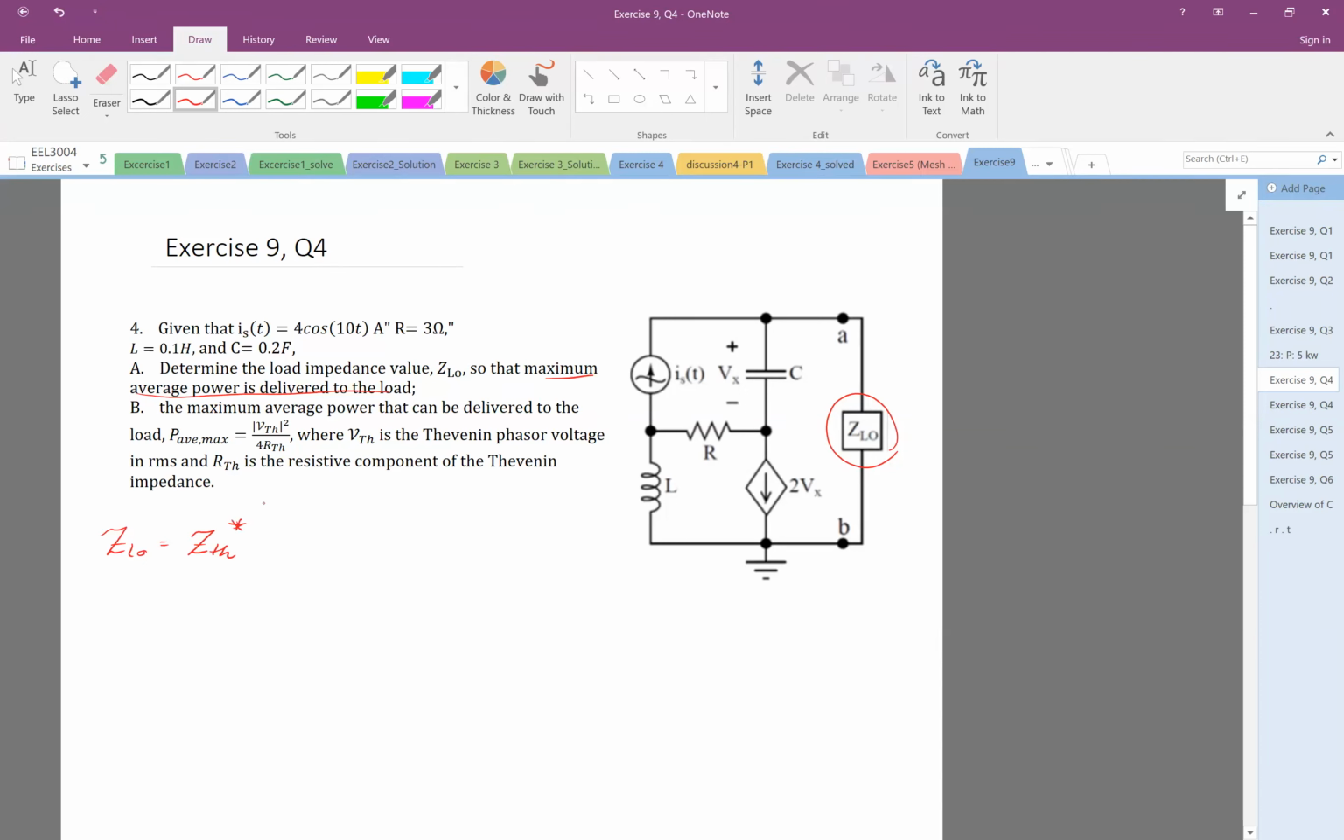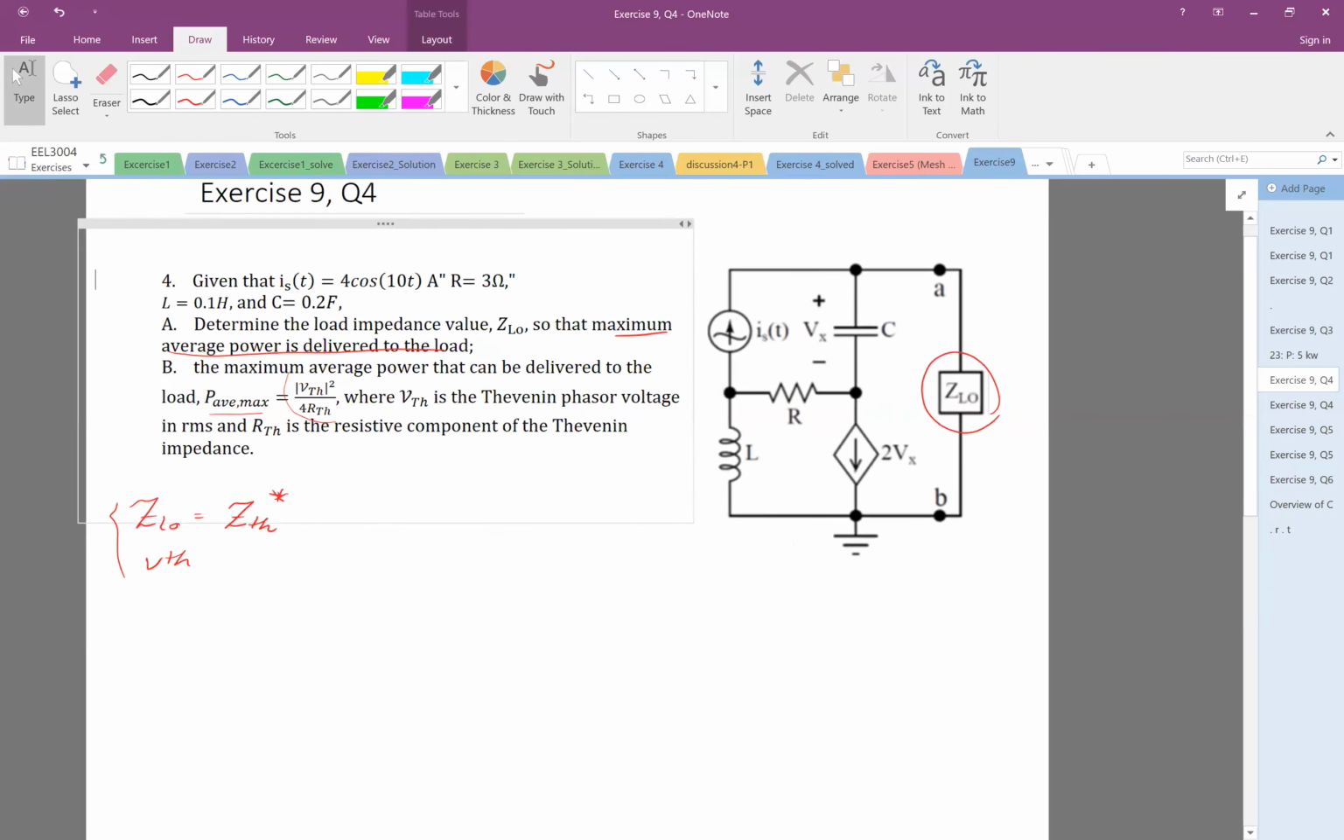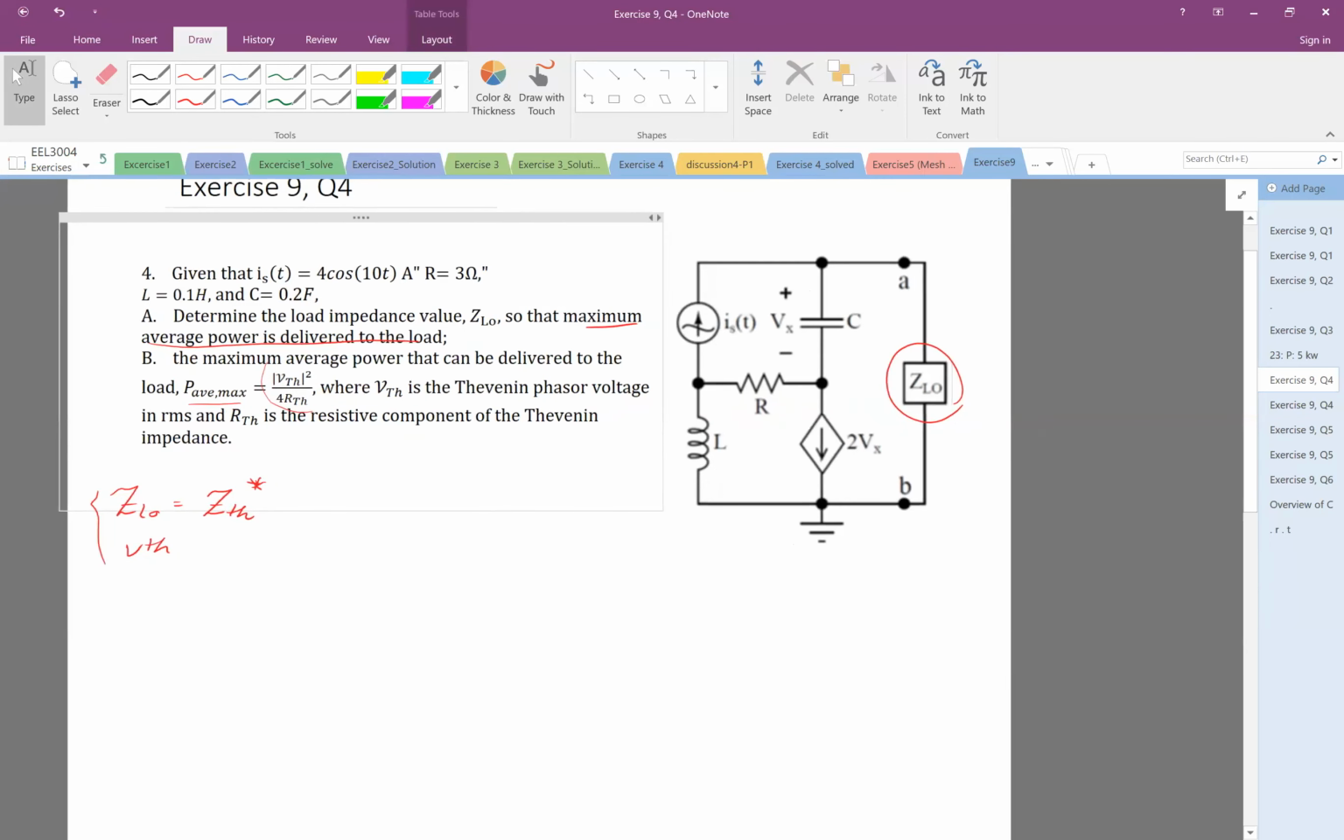Therefore we have to find the Z Thevenin in part A, and then in part B we want to find the maximum power. For that, as you see in the formula, we have V Thevenin. So we need to find both Z Thevenin and V Thevenin. In other words, we need to find the Thevenin equivalent seen from terminal A and B. Okay, so let's start with finding Z Thevenin.